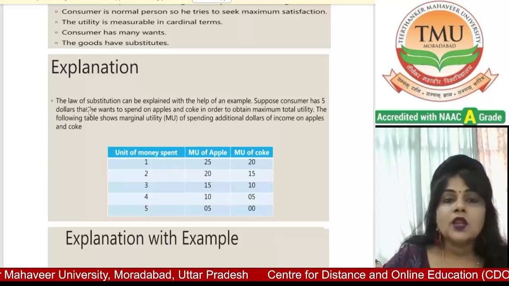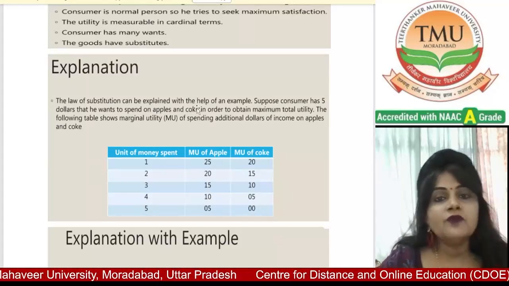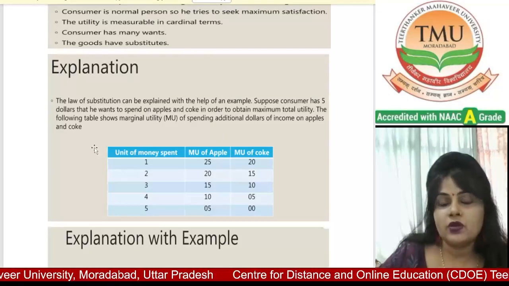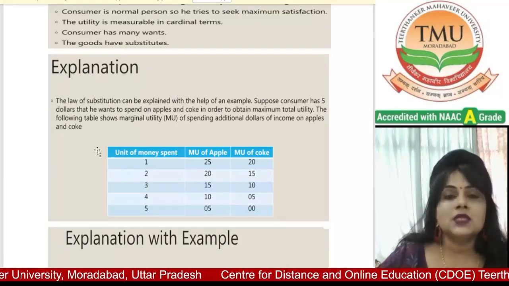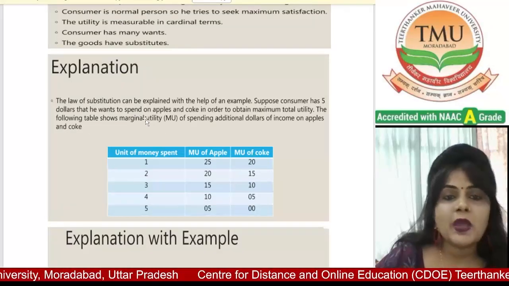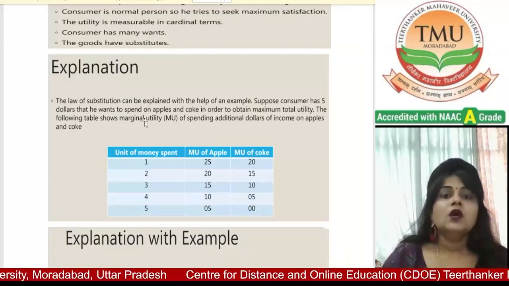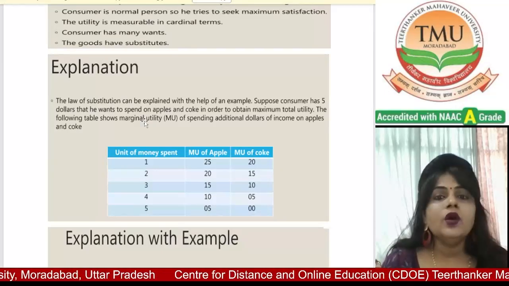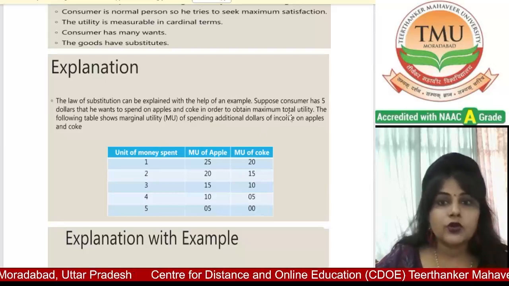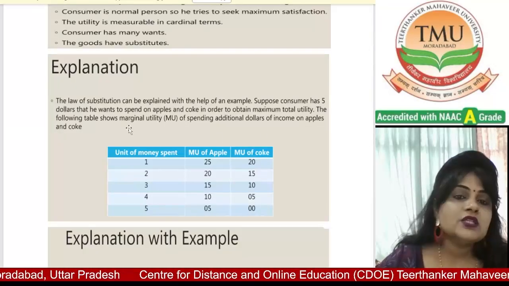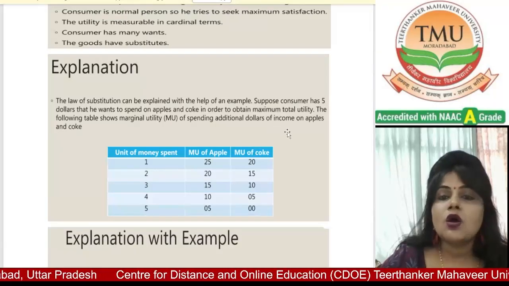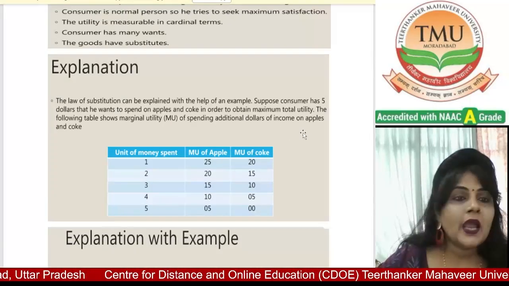Here, the law of substitution can be explained with the help of an example. Suppose the consumer has $5, it is his income. He wants to spend it on apples and coke in order to obtain maximum total utility. The following tables show the marginal utility of spending additional dollars of income on apples and coke.